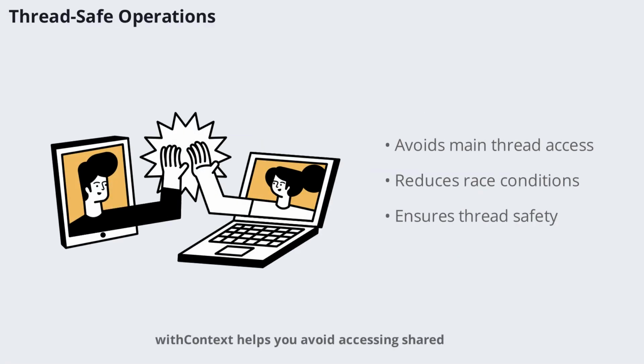withContext helps you avoid accessing shared resources directly from the main thread. By switching to a background context for tasks like database access or network calls, you reduce the risk of race conditions and ensure thread safety. This is especially important in multi-threaded applications.